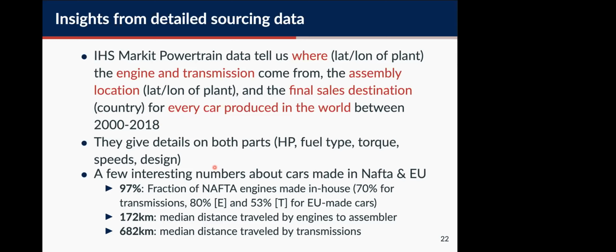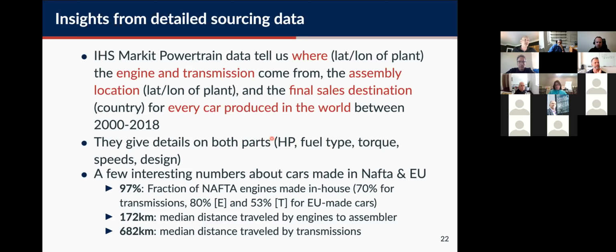We have a lot of detail on the type of car that is produced, exactly what model is being produced, and exactly what engine and transmission is being mounted on it. What's the horsepower, what's the fuel type, torque, speed, design, etc. So here you see some numbers that are just for in-house. This is just to motivate that this is not something we address in our model. We do have controls for this empirically about the boundary of the firm.